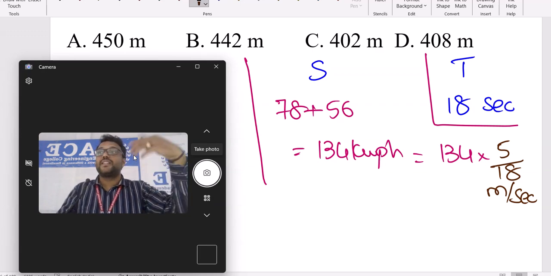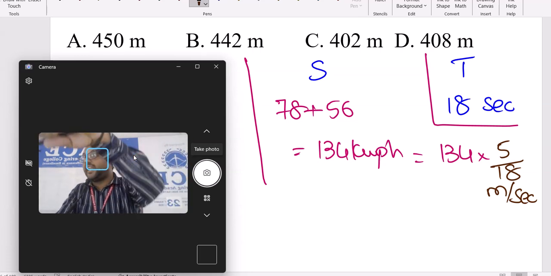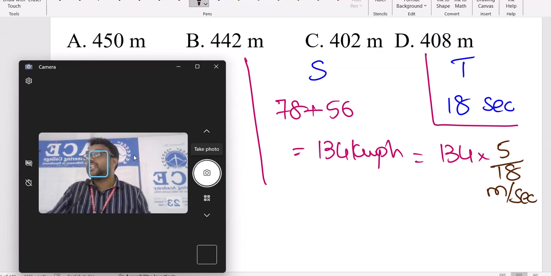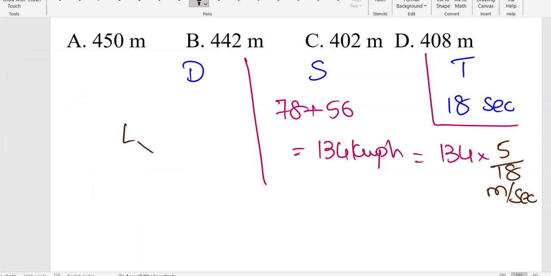When the train is crossing the platform, crossing the bridge, or crossing another train, the distance is this train's length plus the other object's length. Here the other object is another train, so the X train and the Y train. So here the distance is the length of the X train plus the length of the Y train. In the question they gave a relation between these two.